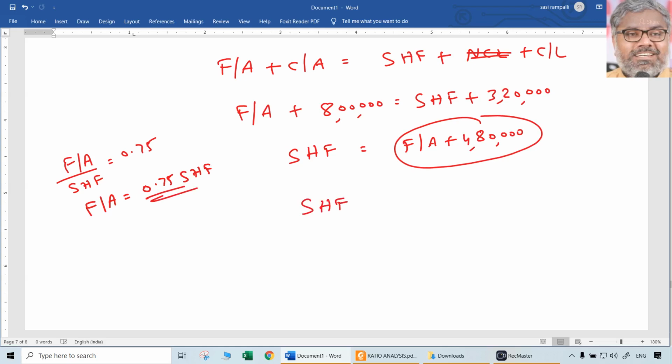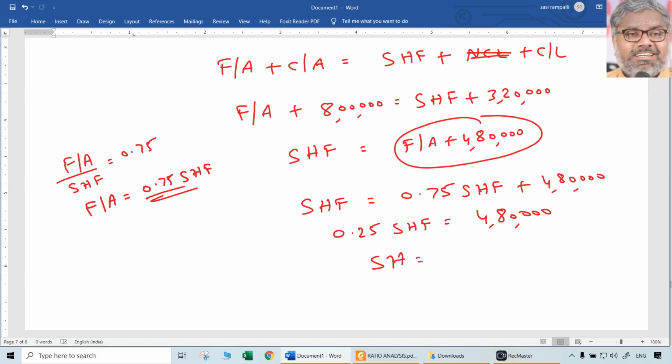Substitute shareholders funds is equal to fixed assets, you substitute 0.75 shareholders funds plus 4,80,000. Take this 0.75 shareholders funds to other side, it will be 0.25 shareholders funds, that is equal to 4,80,000. Then shareholders funds is going to be how much? Naturally 480 divided by 0.25, that is 4 times of it. 480 divided by 0.25, that is 19,20,000 is the shareholders funds.